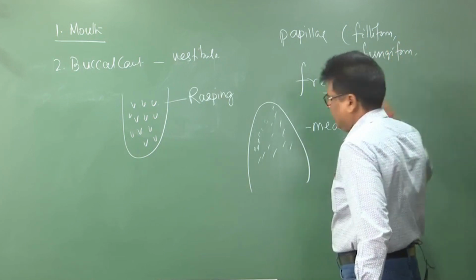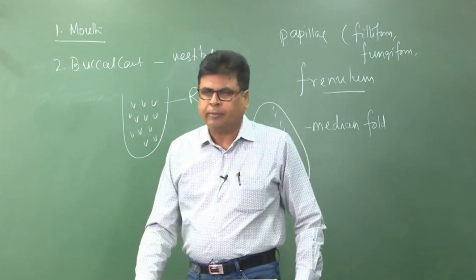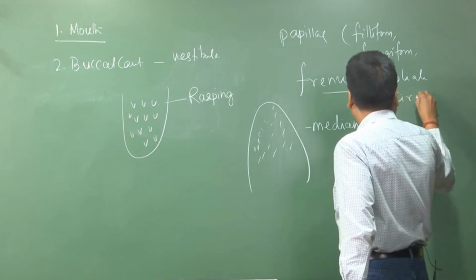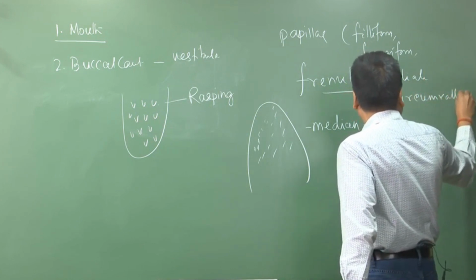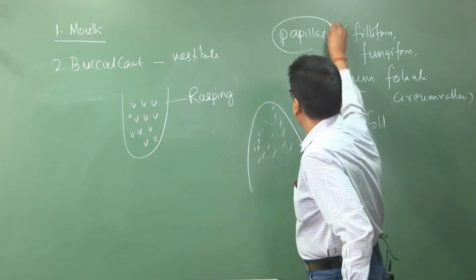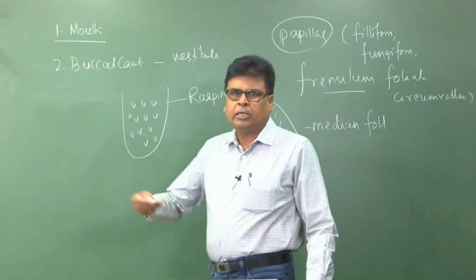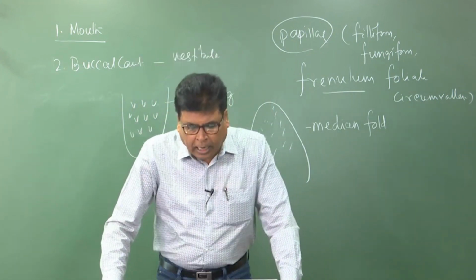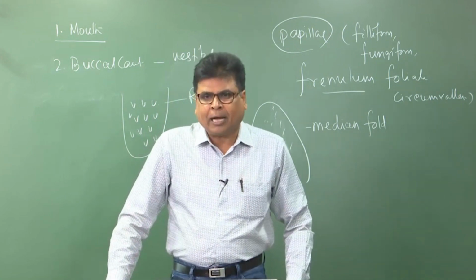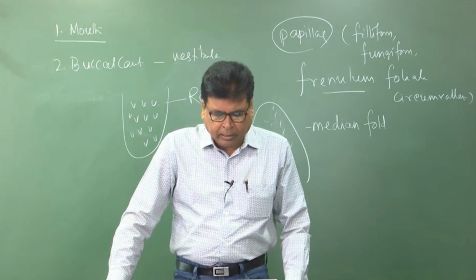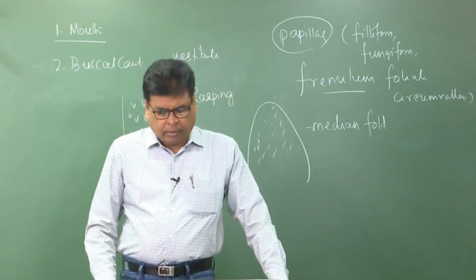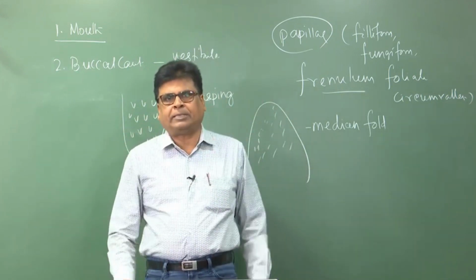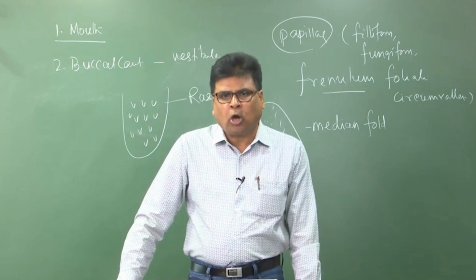This is another type of papillae. The third one is known as foliate. This is the foliate one. And the last one is the circumvallate. So in case of mammals, these papillae are present over the surface of the tongue, and these papillae are of 4 types. They are the filiform, the fungiform, the foliate, and the circumvallate form. So 4 types of papillae are present on the surface of the tongue of mammals.